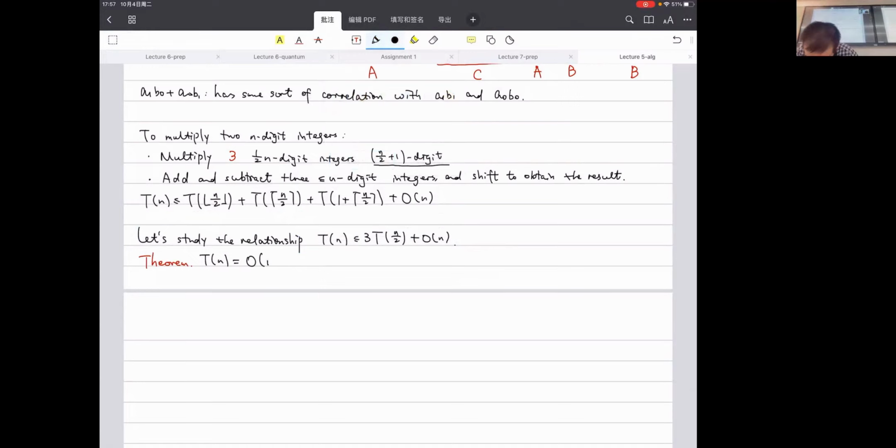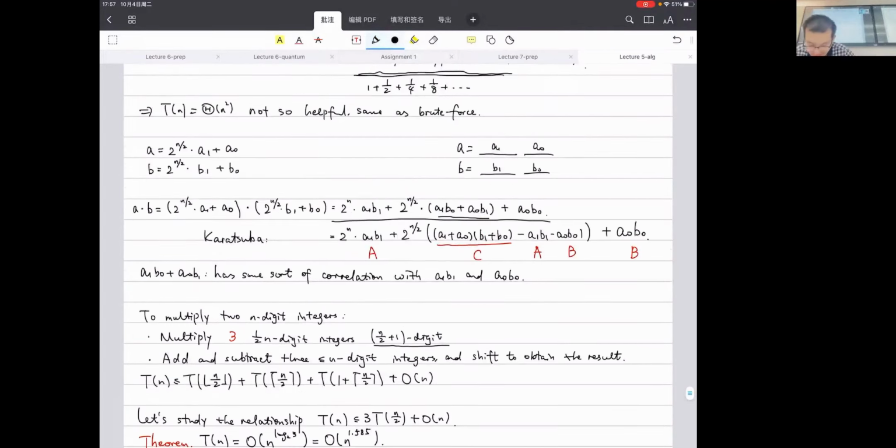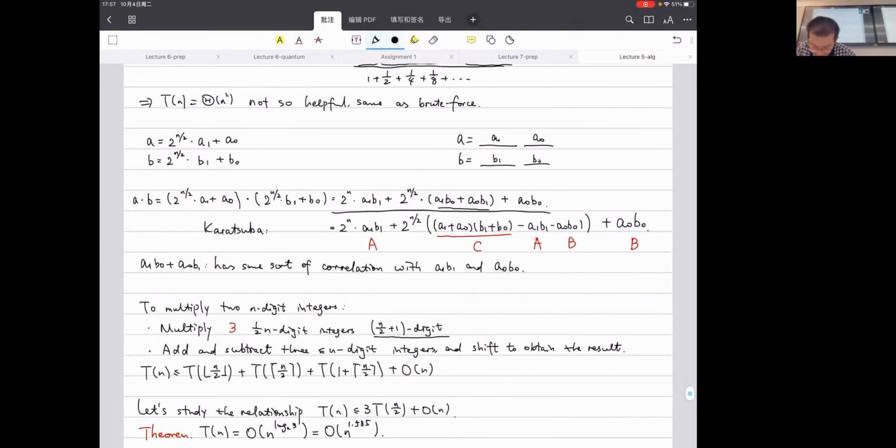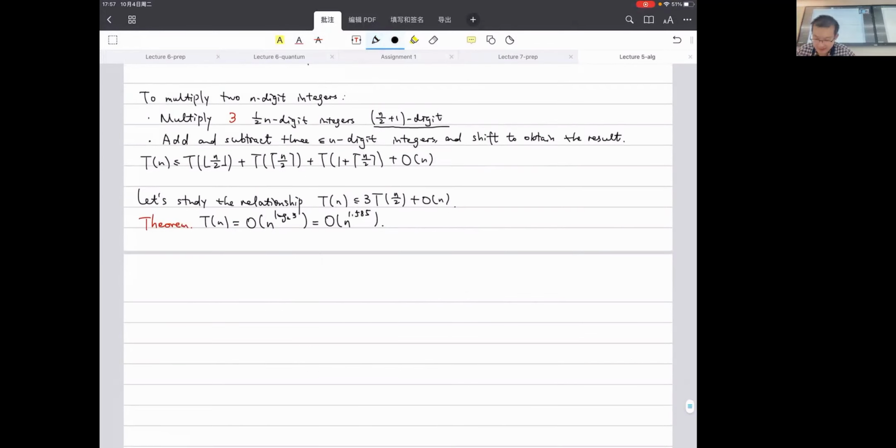Actually, T of n equals n to the log base 2 of 3. So it's basically n to the log 2 of 3, and roughly speaking, this is O of n to the 1.585. As I just mentioned, this was first observed by Karatsuba, and it is formally known as a result by Karatsuba and Ofman, in a paper about 60 years ago.